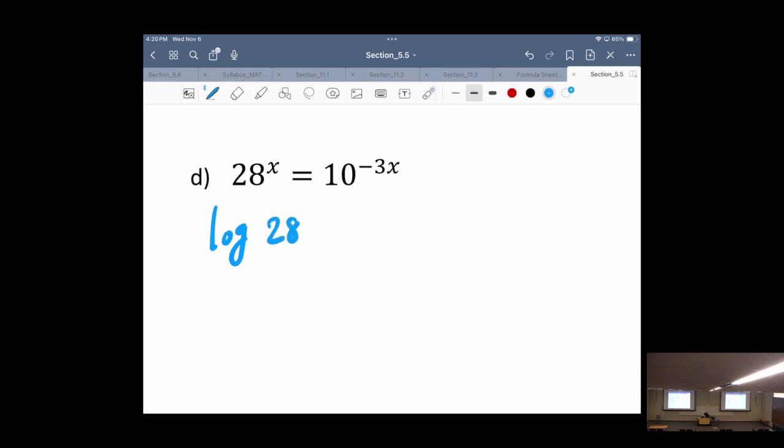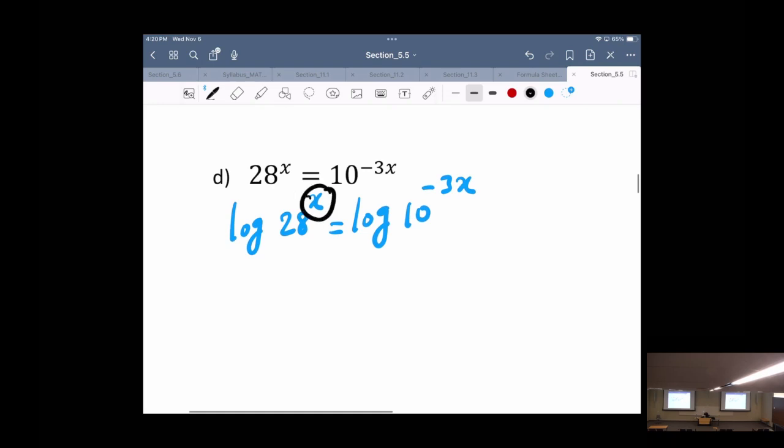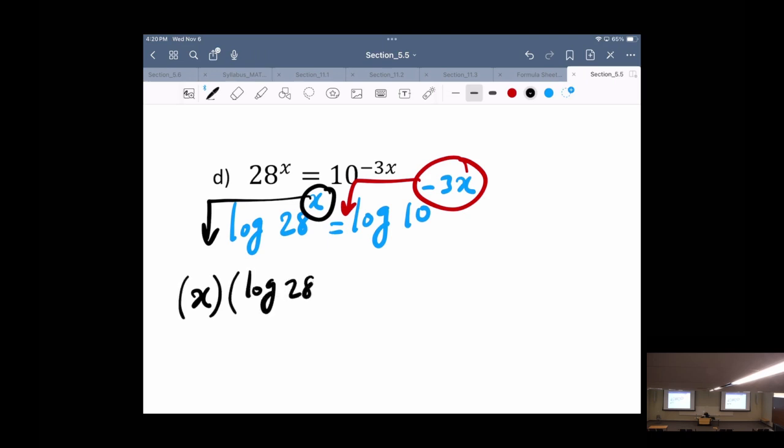So log of 28 to the x power equals log of 10 to the minus 3x power. That will allow me to bring this x down and in front, and I can do the same thing with this power. So I have x times log of 28. I'm just using the parentheses for clarity. It has some uses, you'll see that in a minute, but you can use it for clarity and for correctness. So use parentheses. They're quite useful.